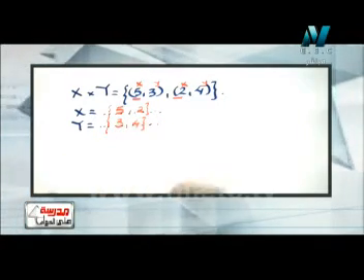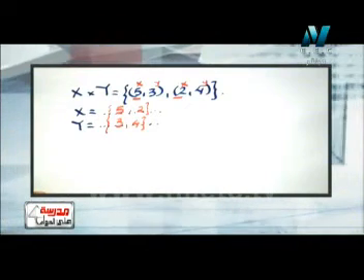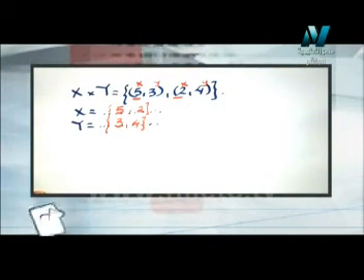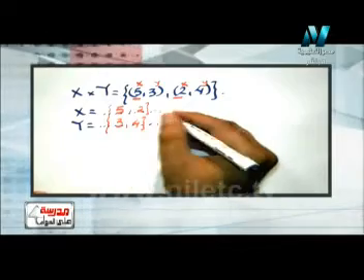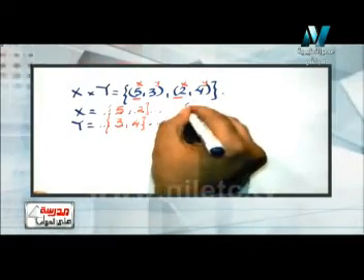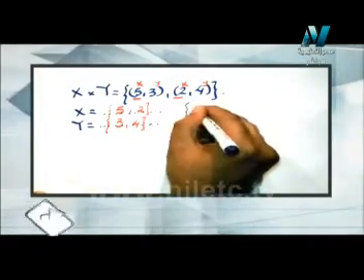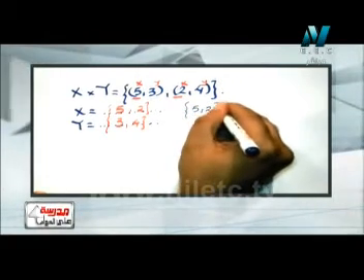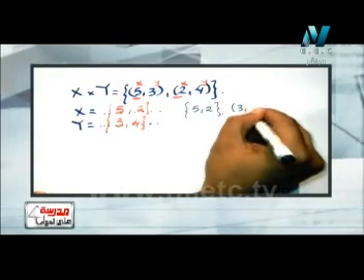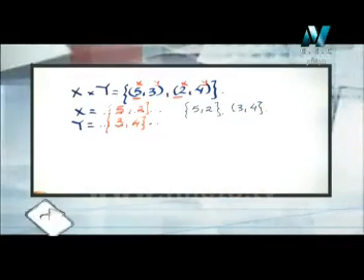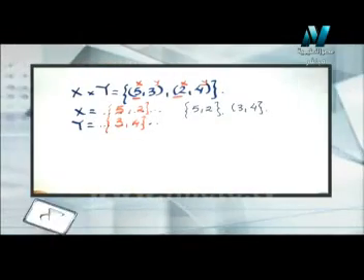You can check your answer by doing the opposite. How to do the opposite? If you have two sets, 5, 2 and 3, 4, we can put here 5, 2 product 3, 4. But we have an important note here.